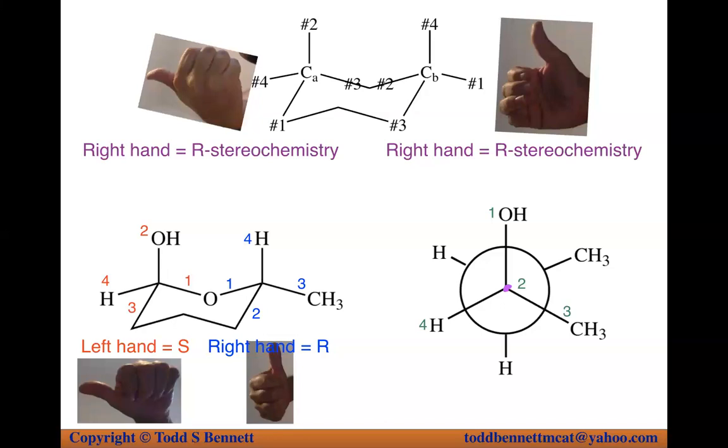So again, thumb towards 4, fingers towards 1. I'm going to choose a right hand just because it's the first one I pick. I'm going to curl, thumb towards 4, fingers up towards 1. When they curl, you're going to curl back. You're going to hit the carbon, excuse me, that was a weird statement. It's going to hit the 1 in back, the carbon in back, before coming over to 3. So right hand means this is an R center.